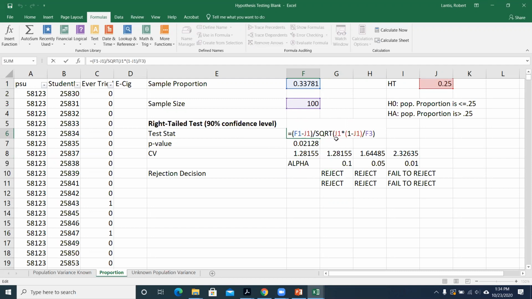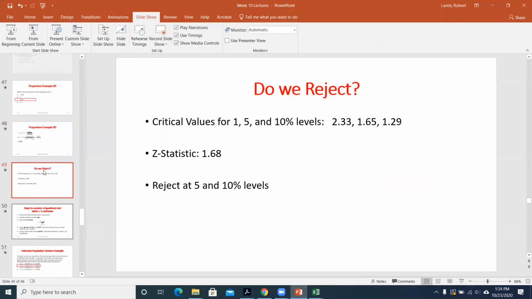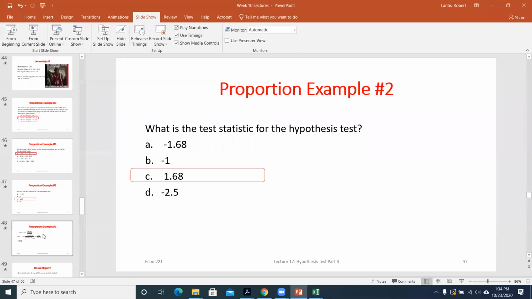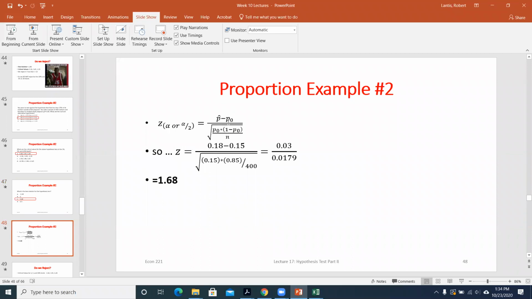Is that up on Canvas? So, right, if we go back, in one of the examples that we did here, that was that formula. Yep.